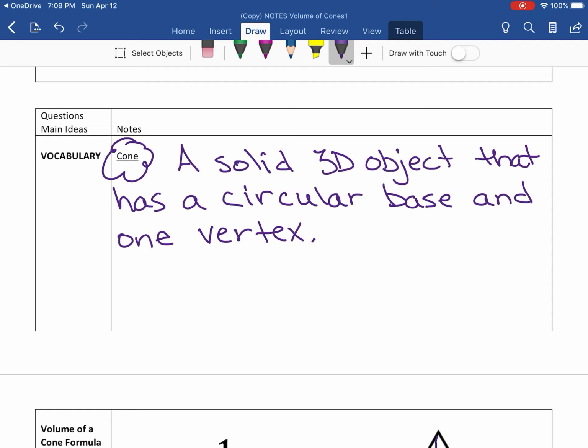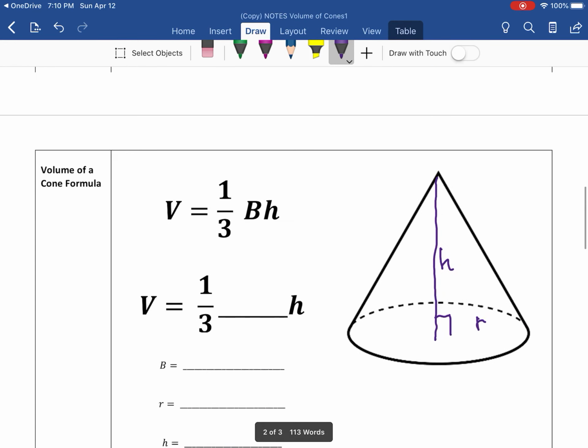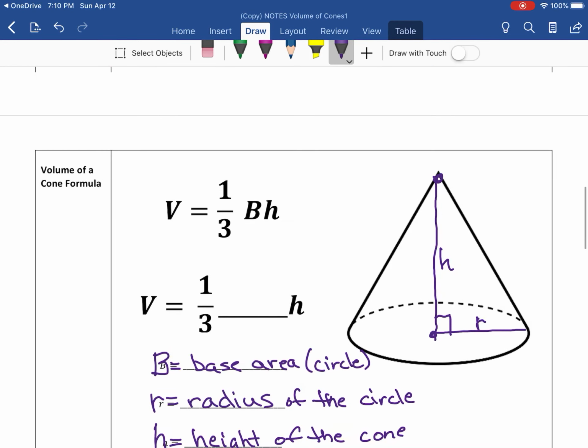What is a cone? You think of an ice cream cone, right? But it's going to have to be like the sugar cone, not the white cake cones. It has to be the sugar cone. And that is a solid, it's a 3D object that has a circular base and one vertex.